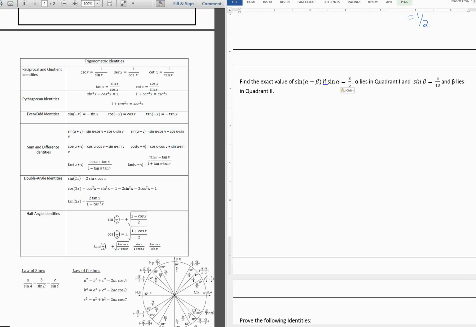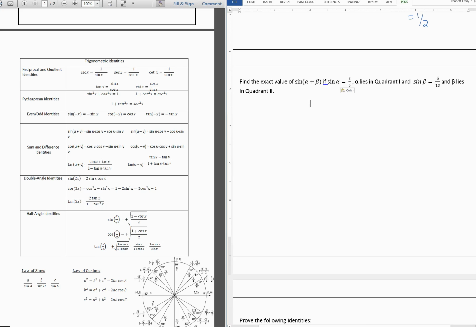Okay, we're going to use our identities to solve another problem. So it says find the exact value of sine of alpha plus beta if sine of alpha is 3/5 and alpha lies in quadrant 1, and sine of beta is 5 over 13 and beta lies in quadrant 2.